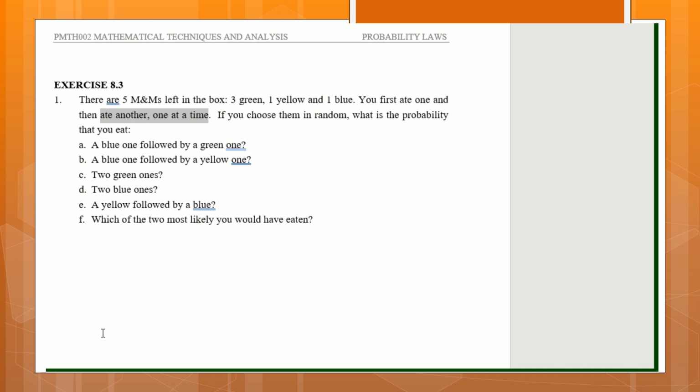So the first pick, it will be 3 out of 5 for green, 1 out of 5 for yellow, and 1 out of 5 for blue. Okay, in the second pick, it will be out of 4. I've taught you this before, so I really hope you're able to manage it.